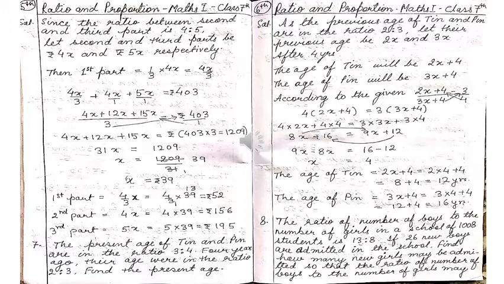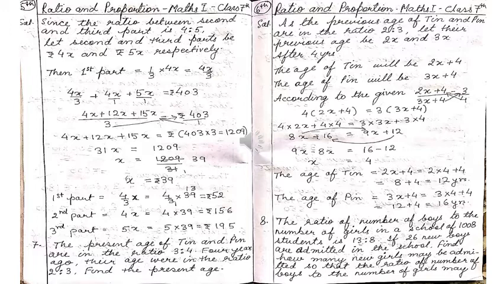So 9x minus 8x, and here 12 will be switching over to the 16 side and turn the sign. So here x is equals to 4. Now after getting the value of x, put it in the expressions where you have framed an equation. So here 2 into 4 will give you 8, plus 4 will give you 12 years, the age of Tin, and the age of Pin will be 3x plus 4. So 3 into 4 will give you 12, and 12 plus 4 is 16 years.